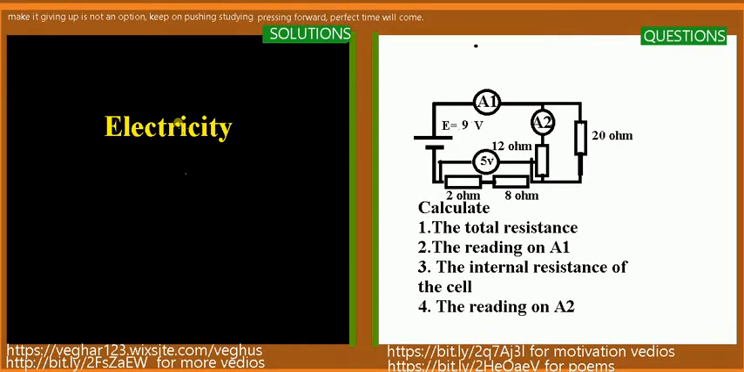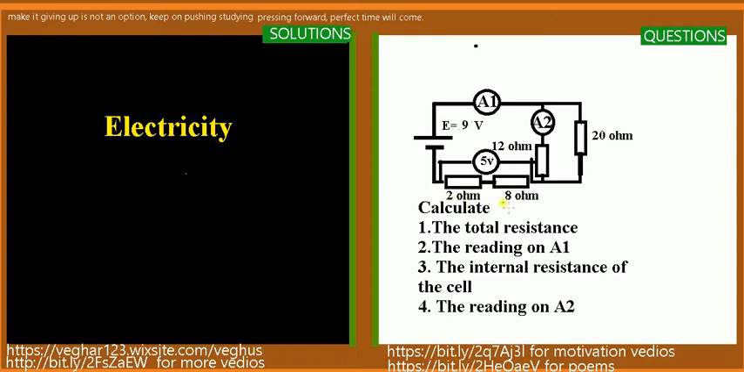Hello, let's look at electricity. This is a diagram that shows a circuit with 4 resistors and 2 ammeters in a circuit, an EMF of 9 volts, and a 5 volt reading. The voltmeter shows the voltage between the 2 ohm and 10 ohm resistor.